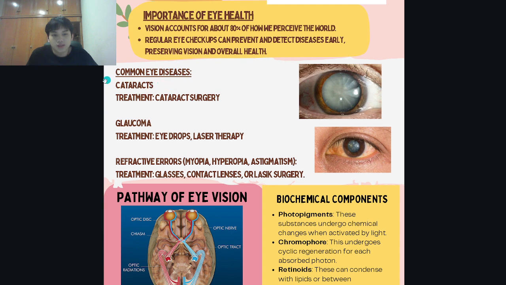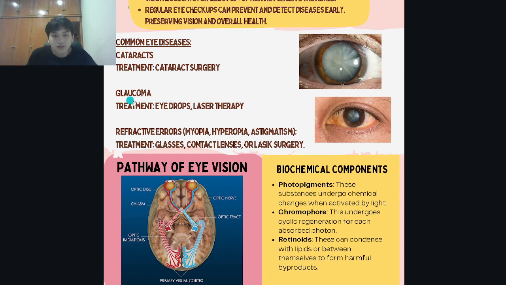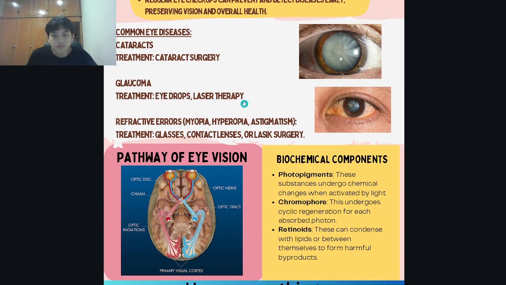So what are the common eye diseases? One of them is cataracts. This you can see is cataracts. Cataracts mostly occur in the elderly. And glaucoma. It differs from cataract in that glaucoma tends to compress the optic nerve. If it is left untreated, it will cause blindness. The treatment of cataracts is basically cataract surgery, and glaucoma is treated using eye drops or laser therapy.